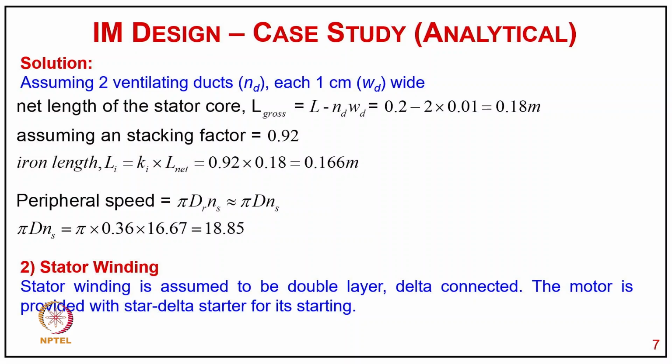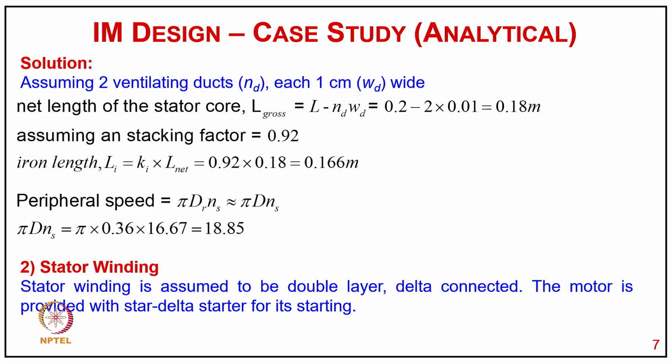parallel to the shaft. Now coming to the peripheral speed, this is also one of the important parameters here, pi D r Ns, because that corresponds to rotation of the rotor, and we consider, of course, the air gap is very small, so we consider this rotor diameter very close to the air gap diameter, so it comes pi D into Ns, and substituting the values, it comes to 18.85.